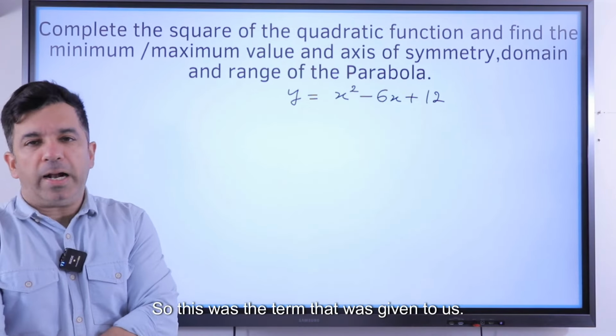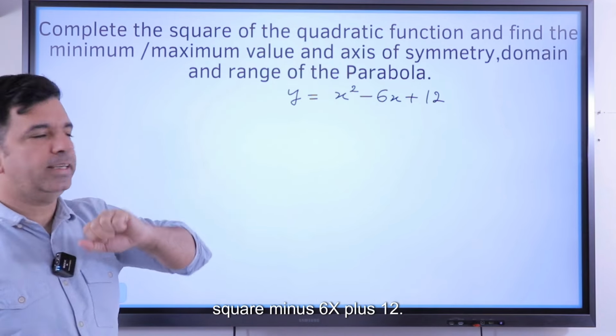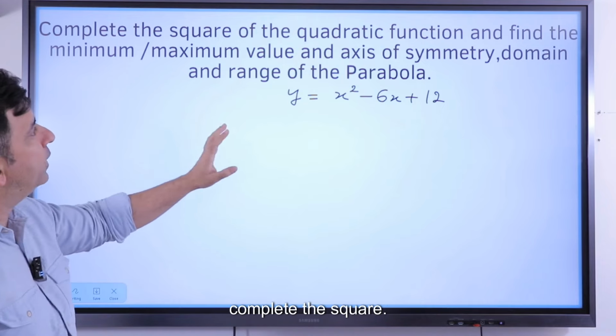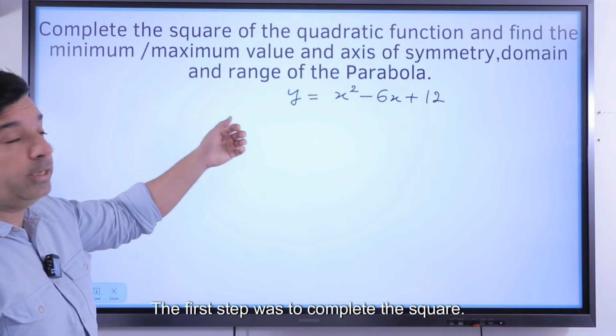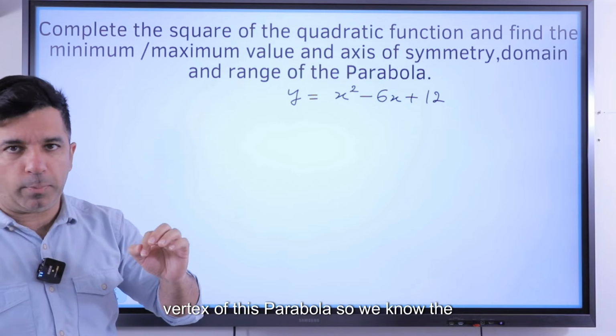So this was the term that was given to us. We were given this parabola y is equal to x square minus 6x plus 12. So now we know that the first step is to complete the square, so as to decide what would be the vertex of this parabola.